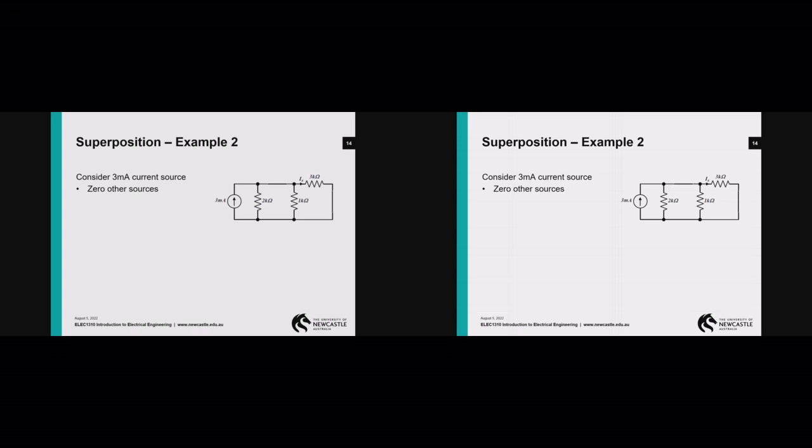In that circuit, hopefully you can see I've got 3 resistors in parallel, the 2 kilo ohm, the 1 kilo ohm, and that 3 kilo ohm, even though it's drawn up the top, is in parallel with the 2 and the 1 kilo ohm resistors. So again, what that circuit looks like is a current divider with 3 branches.